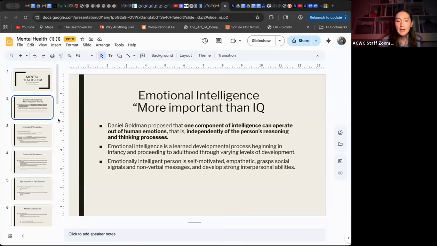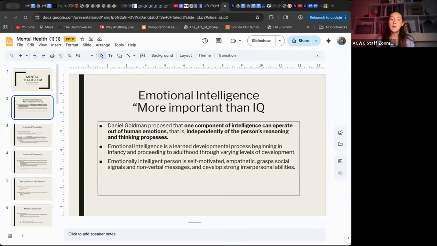And there's just a typo right here. Instead of Goldman, that's Goleman. Okay, if you look him up. Basically, all this slide is saying is that emotional intelligence is learned. It's like a developmental process. It starts when we're little, and then we develop it from infancy all the way into our adulthood. And we reach different levels.